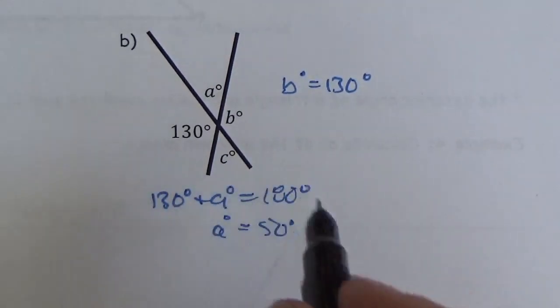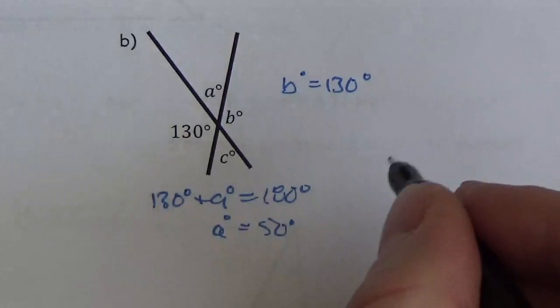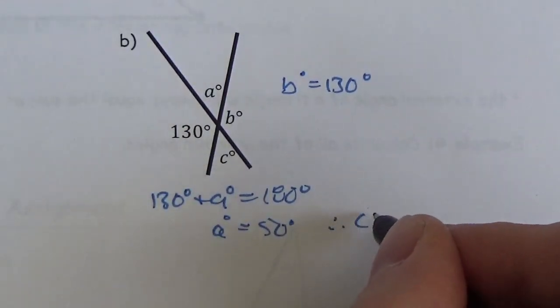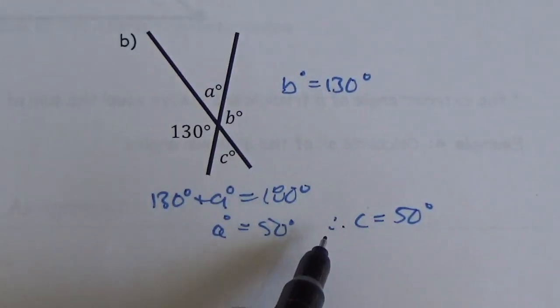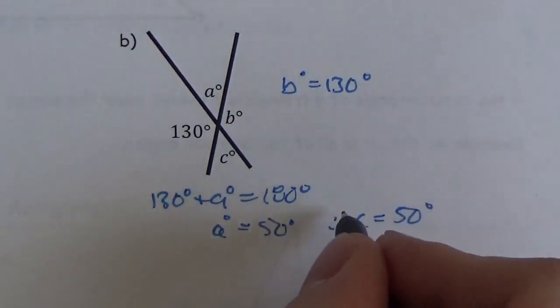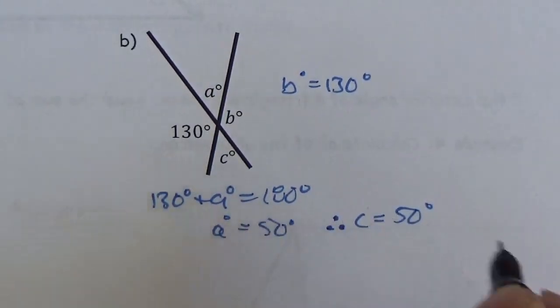And if A is 50 degrees, because A and C are vertically opposite, I know that C, therefore C, must also be 50 degrees. So just in case you hadn't seen that before, the three dots in that triangle mean therefore. Okay, so there you go.